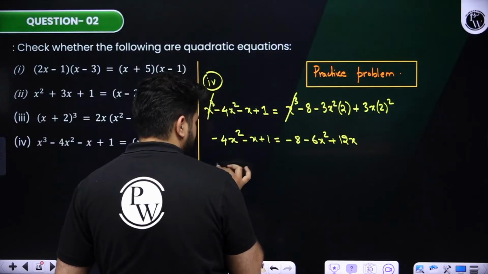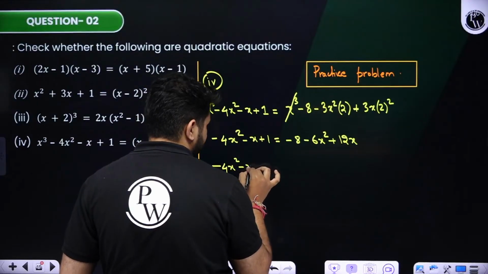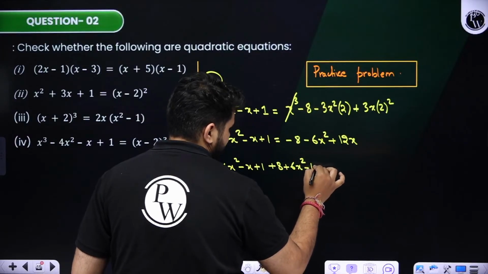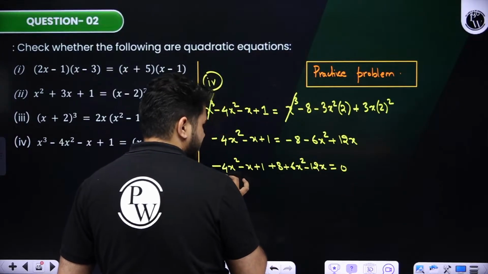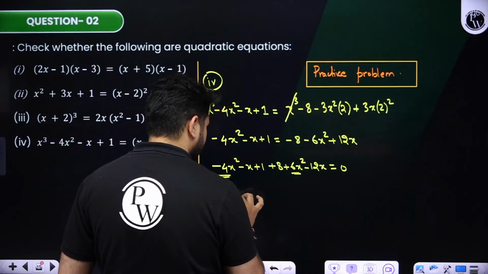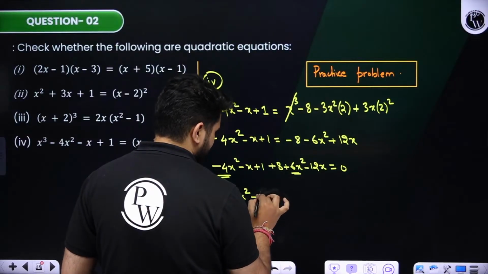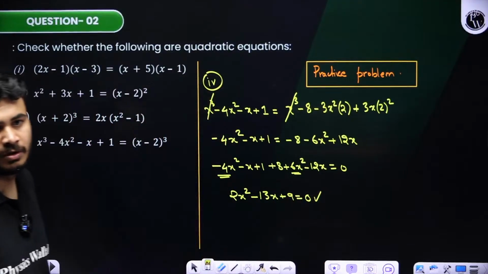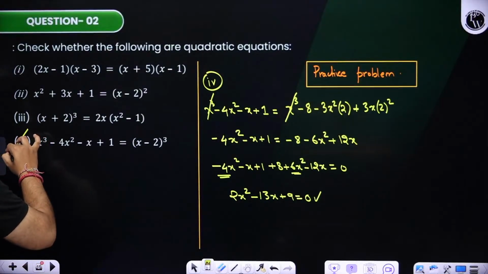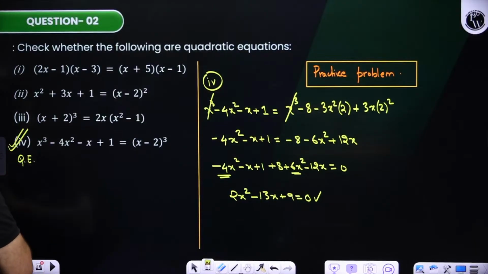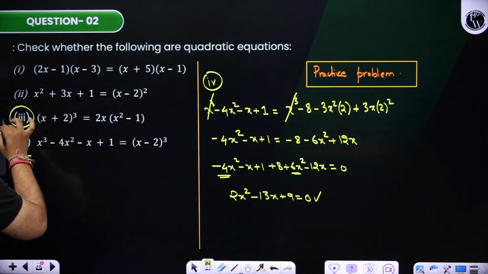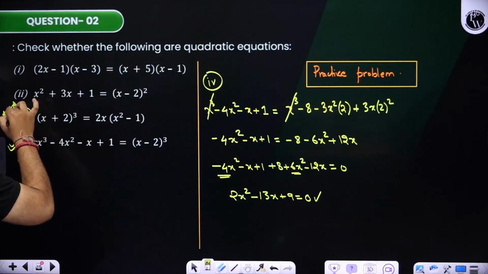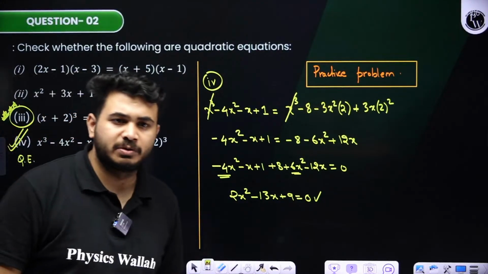This will bring this side, so minus 4x square minus x plus 1 minus of plus 8 becomes plus 6x square minus 12x is equals to 0. So if you understand this, minus 4x square plus 6x square, 2x square remains, minus x, this is minus 13x plus 9 is equals to 0. So this is a quadratic equation. 100% it is a quadratic equation, no problem, correct. But observe this. Fine, try to solve this, students. Okay, important problem, clear, and you need to understand whether it is a quadratic equation or not.